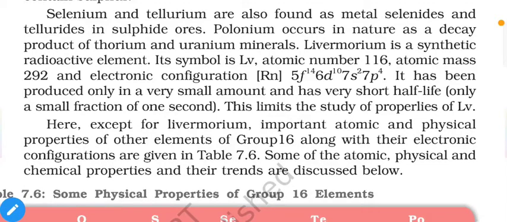This limits the study of the properties of Lv. That means we do not have much data about this element because it has a very short life and is not available naturally. So in the laboratory, if we make it, within a fraction of a second it will decay into simpler atoms, so we do not have enough time to study it. That's why, except for livermorium, important atomic and physical properties of the other elements of group 16 along with their electronic configurations are mentioned in table 7.6. Some of the atomic, physical and chemical properties and their trends are discussed below.